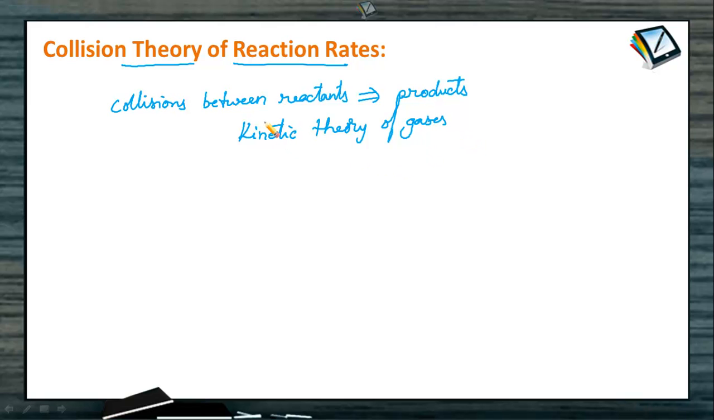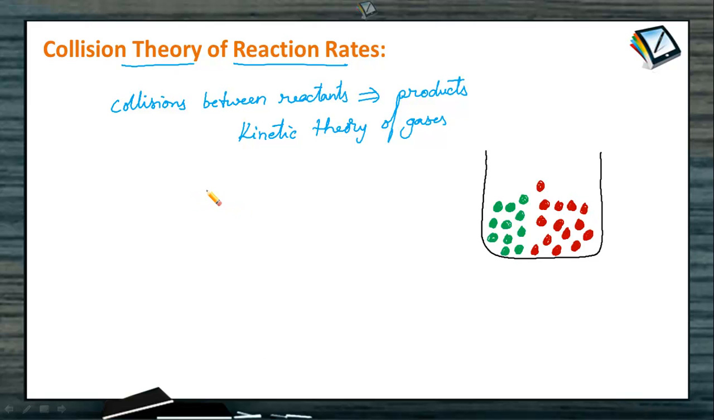Let me explain what is the meaning of collision between the reactants leading to the formation of the products. If this is the reaction vessel, if these are the molecules of one type of reactants and the molecules colored with red are the molecules of the second substance. So according to this theory, the reactant molecules are assumed to be hard spheres and the reaction progresses whenever the reactant molecules collide with each other. Means the molecules colored in green need to collide with the molecules colored in red. Then only formation of products can take place.